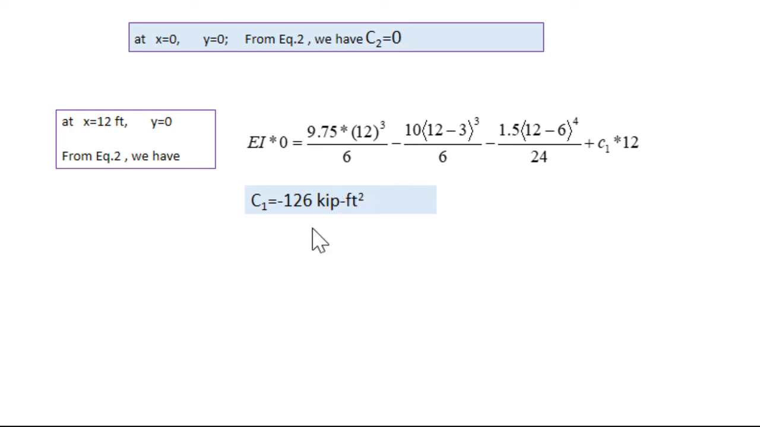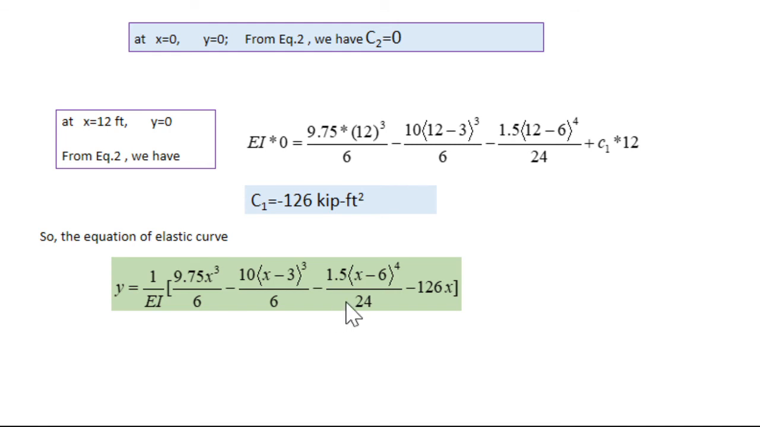Once you have C1 and C2, you can find the equation of the elastic curve, which is this. This is your equation of the elastic curve, and you can also find the equation of the slope. Just put back C1 and C2 in equation number 2. You will get the equation of the elastic curve. From this equation, you can calculate deflection at any point along the length of the beam.